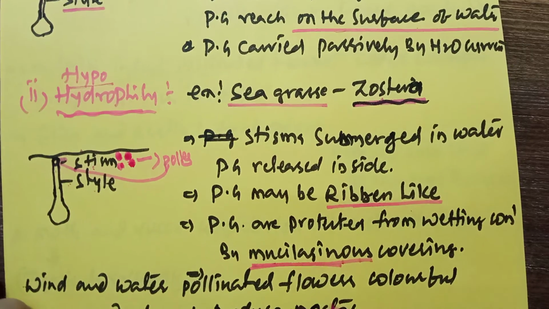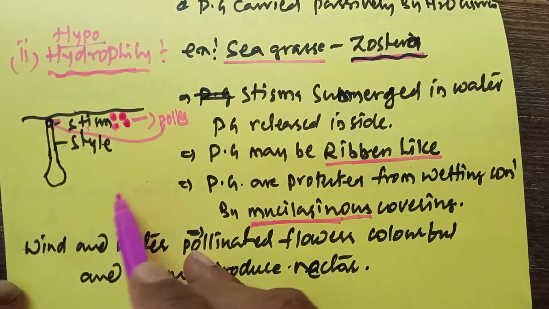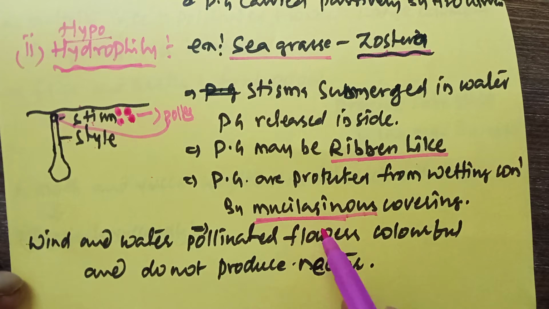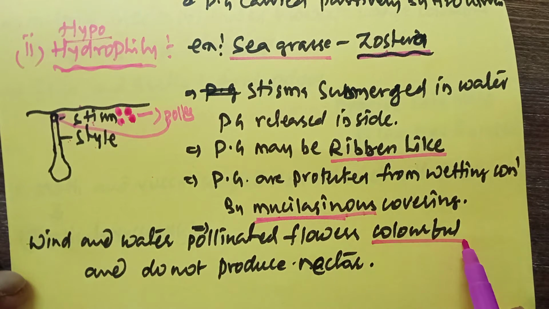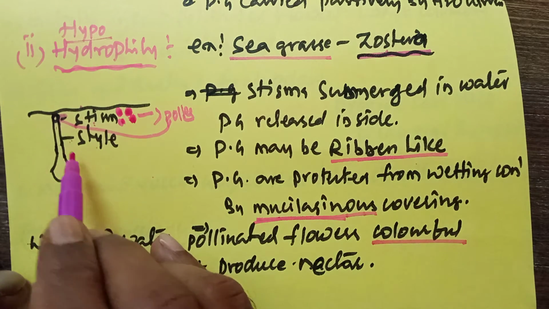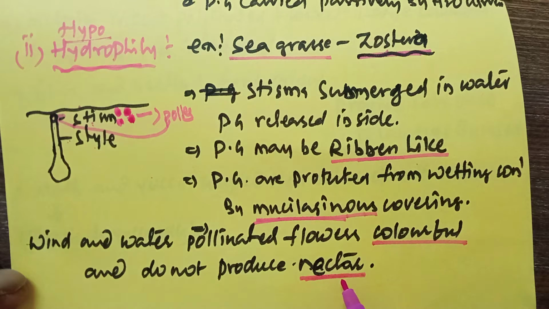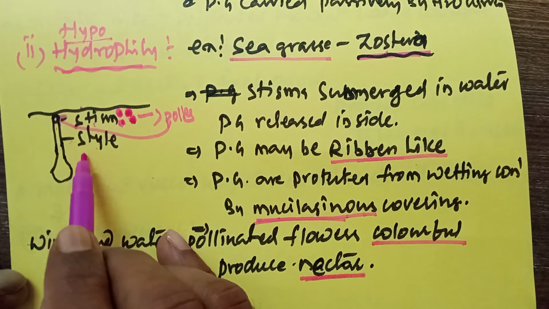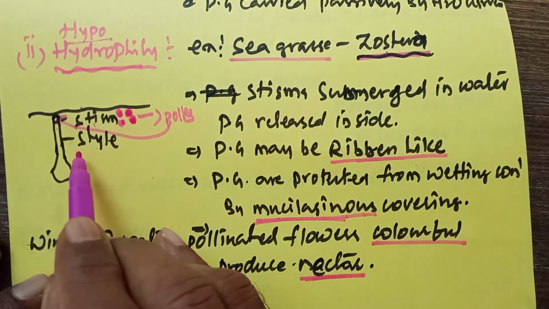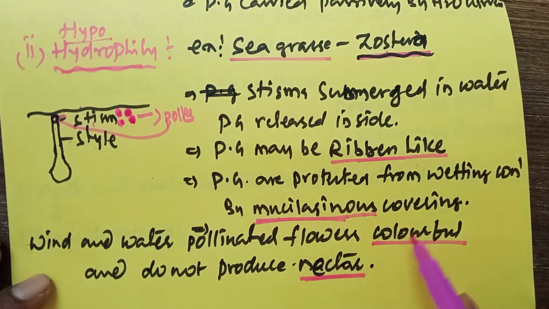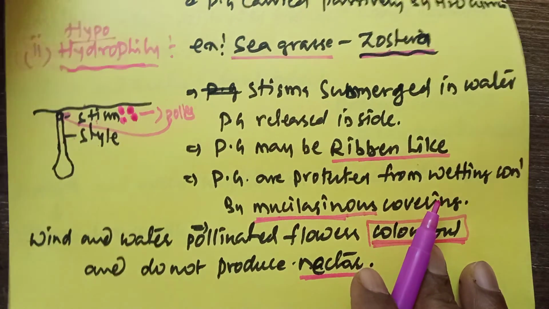When pollination takes place through water currents, the flowers are not colorful and do not produce nectar. Nectar is not secreted by plants which are pollinated by water, and the flowers of hydrophytic plants are not large or colorful.